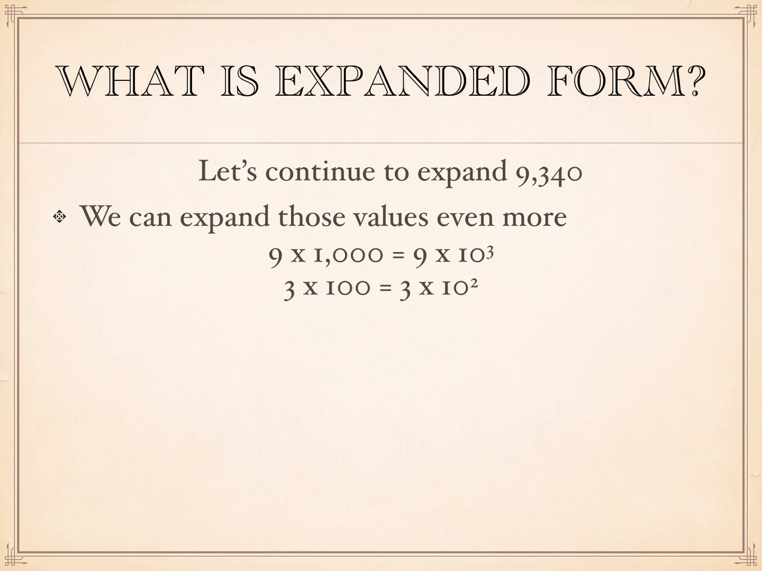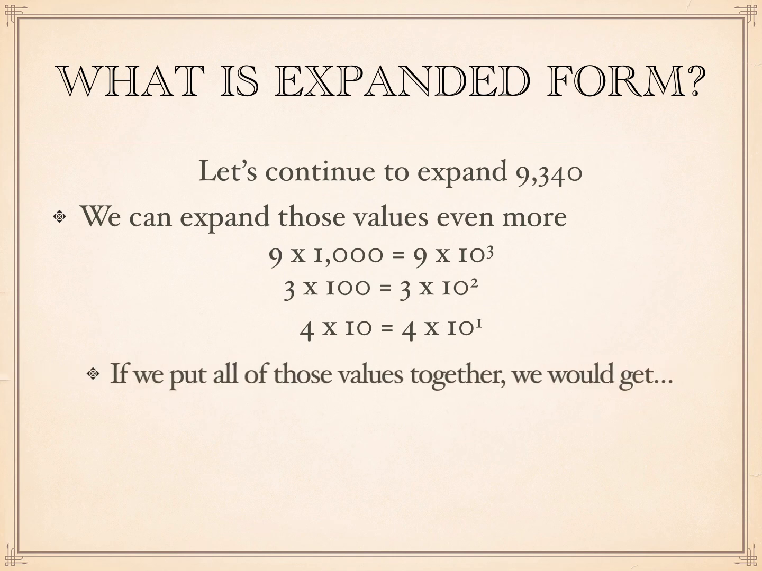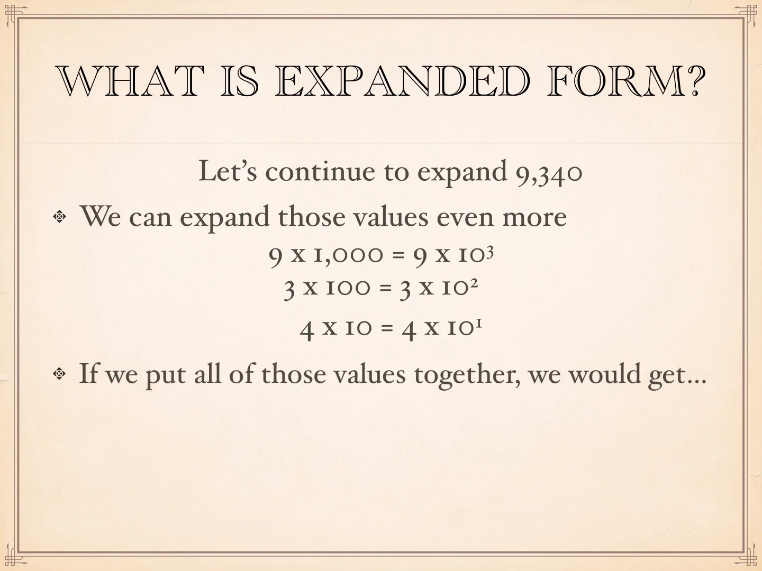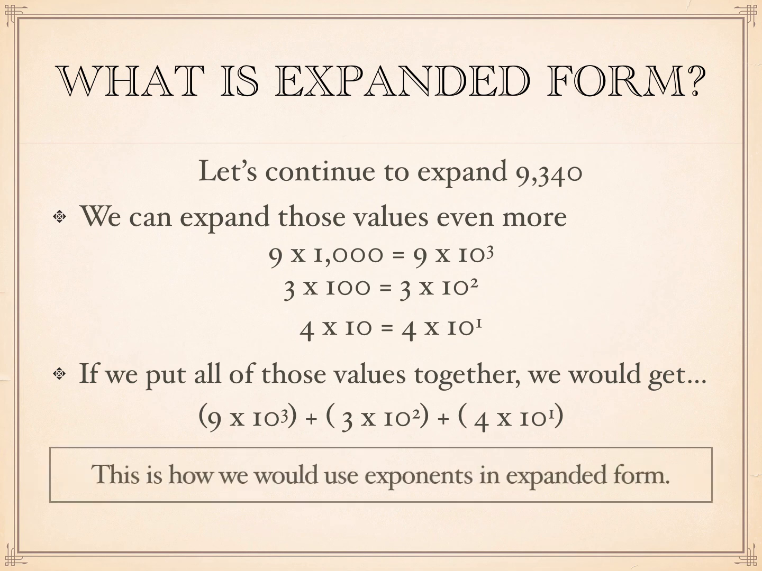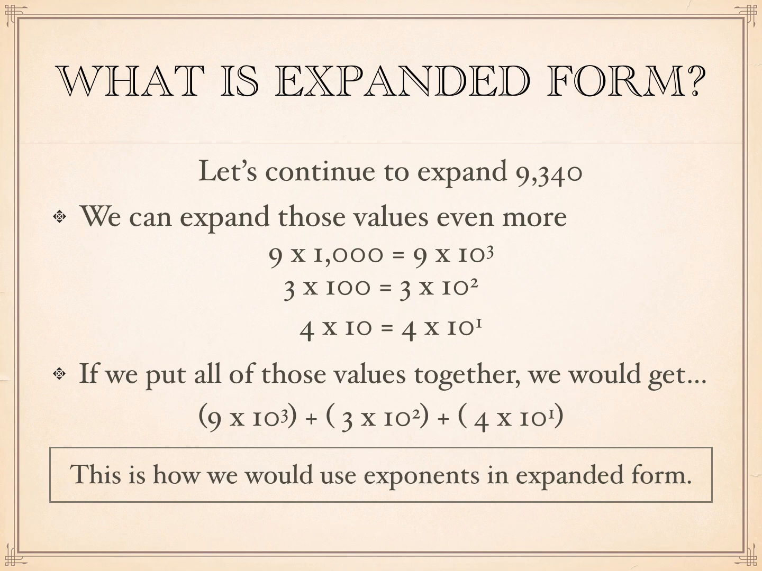With the 3 times 100, we can say the value is the same as 3 times 10 to the second. And with the 4 times 10, that's the same as saying 4 times 10 to the first power. If we put all of those values together, we would get 9 times 10 to the third plus 3 times 10 to the second plus 4 times 10 to the first. This is how we would use exponents in expanded form.